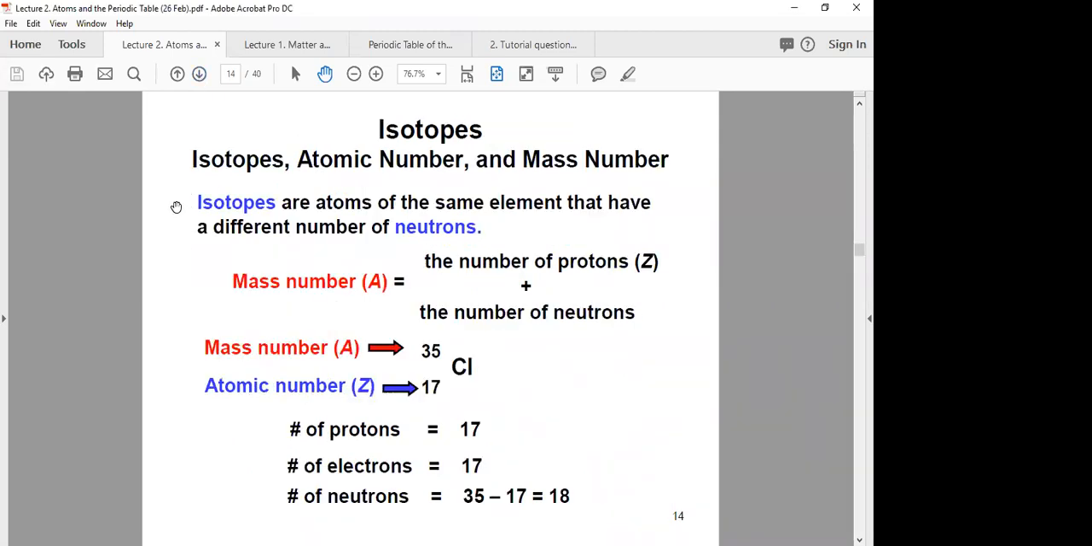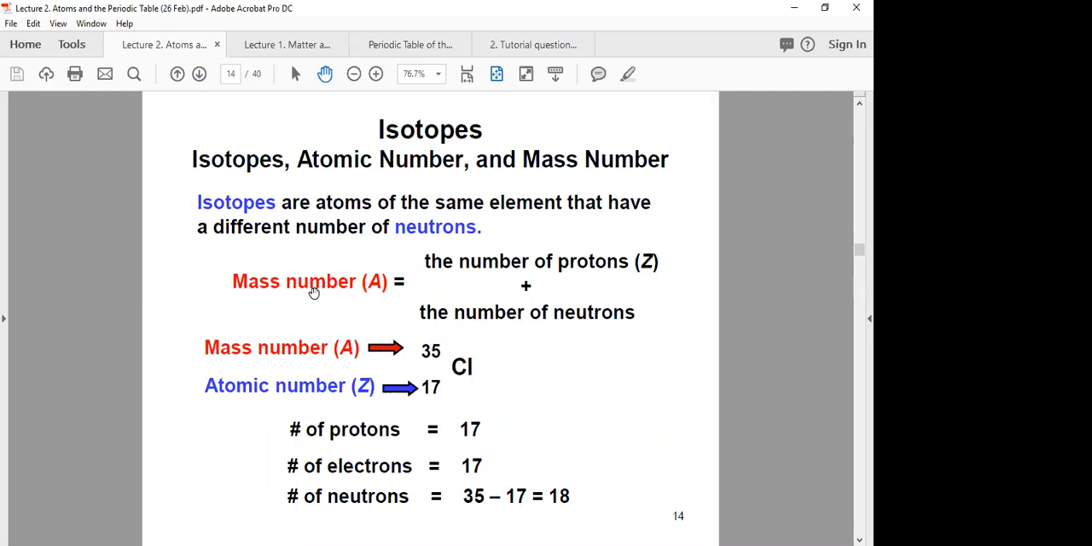Now, the way that we see the elements on the periodic table, it appears at first glance that there's only one type of each element. But in fact, most of the elements on the periodic table exist in different forms. So for example, there's different types of carbon, and there's different types of chlorine and so on. And these different types of the same element are called isotopes. Isotopes are atoms of the same element that have a different number of neutrons. So remember, their number of protons doesn't change, so they're still the same element, but the number of neutrons can change.